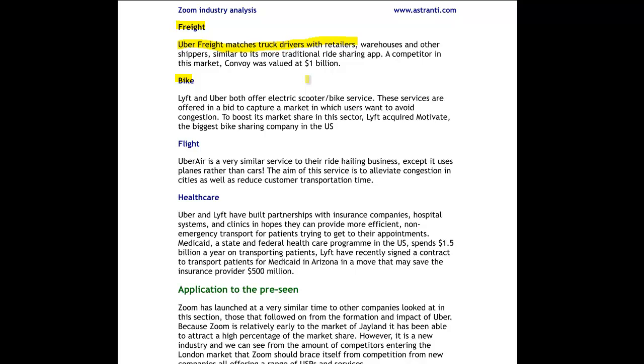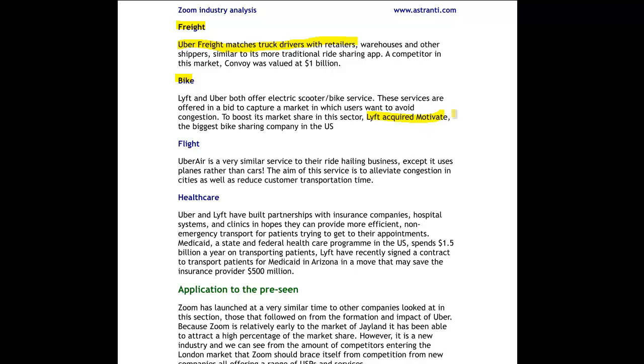Now, we can show the urgency that ride-sharing companies are giving by the fact that Lyft acquired Motivate, which was the biggest bike-sharing company in the US, to grow its market share. But in fact, and we'll come to this later on as well, the scooters are really seeing the biggest growth in this sector at the moment.